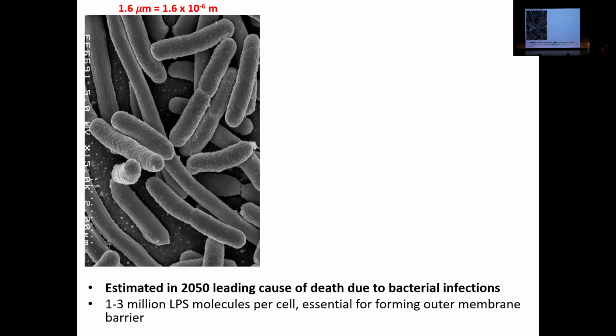Really small, right? And the problem with these bacteria and other gram-negative bacteria is they're on this watch list of potential bacterial pathogens, right? And it's estimated that in 2050 the leading cause of deaths will be due to bacterial infections, and that's because of antibiotic resistance, right? So you and I need to start thinking about how we're going to develop new drugs to essentially kill these things so that we can live past 2050, all right?